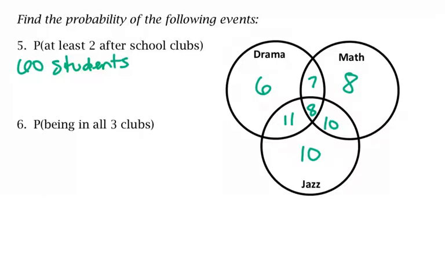So I can do this a couple ways. I can say, well, these guys are in 2 after-school clubs. So are they, so are they, so are they. The one that's in the middle there, they're in at least 2 after-school clubs. So I just need to count those students. So I could say 7 plus 8 is 15, plus 11 is 26, plus 10 is 36. So the probability is 36 out of 60.